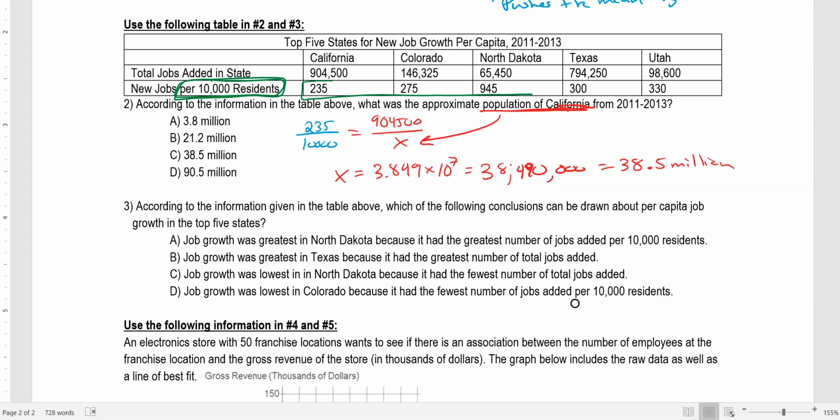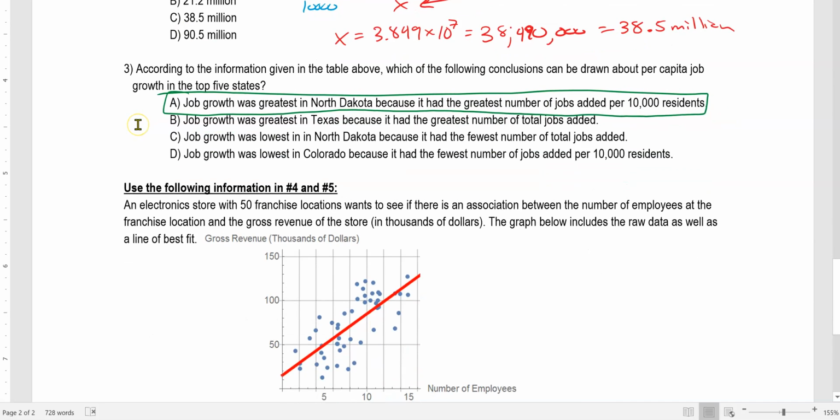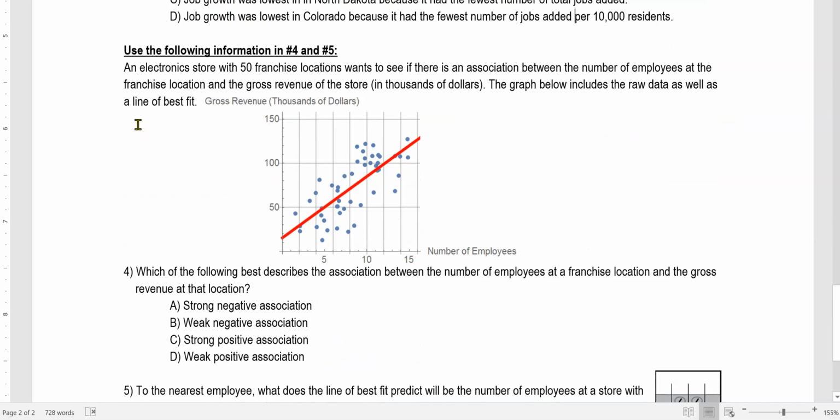Well, look at all these numbers. Look at North Dakota. North Dakota added way more jobs, actually more than triple the next highest number of jobs per 10,000 people. So North Dakota had actually the best overall outcome, right? Because they're adding the greatest number of jobs per 10,000, so they had the greatest growth. So the first choice there was our best option, actually. That was very obvious from the information there. This number is so much larger than the other ones, so we definitely had the greatest growth. And we're comparing per 10,000 people, so it's a direct comparison.